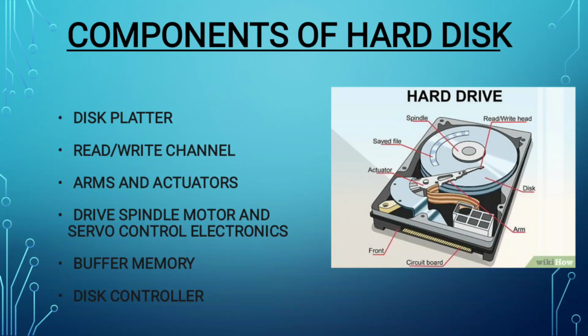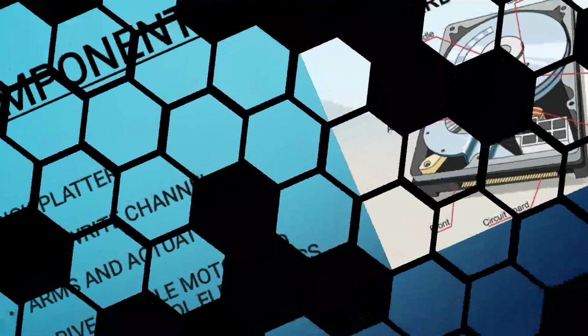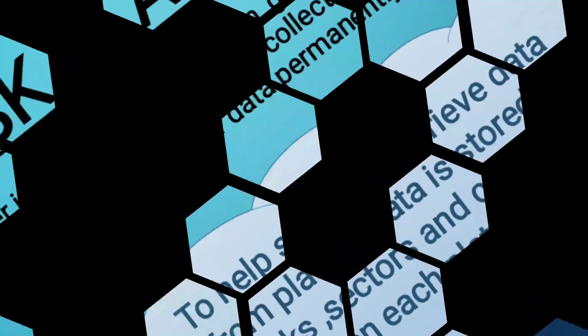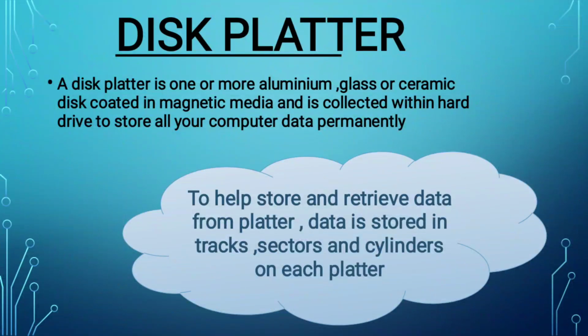Moving to components of hard disk. Hard disk has many components. Major ones are disk platter, read-write channel, arms and actuators, drive spindle motors and servo control electronics, buffer memory and disk controller. Disk platter. A disk platter is one or more aluminum, glass or ceramic discs coated in magnetic media and is sealed within the hard drive to store all your computer data permanently.